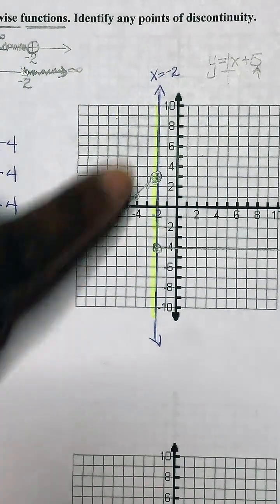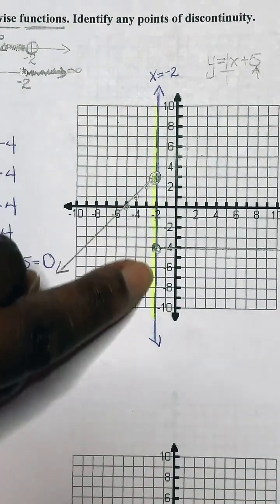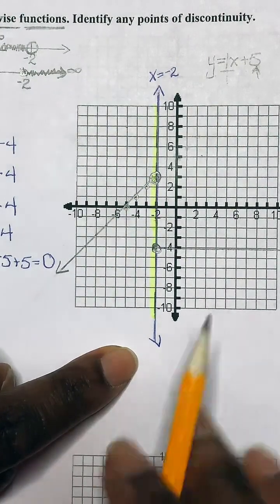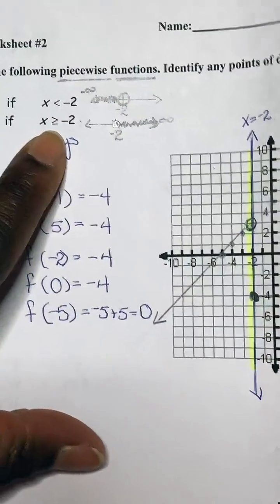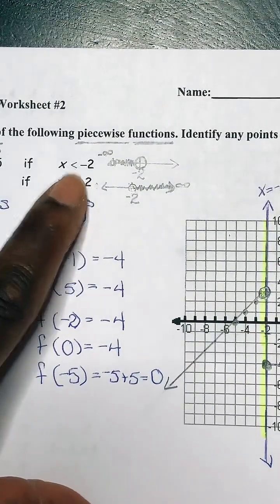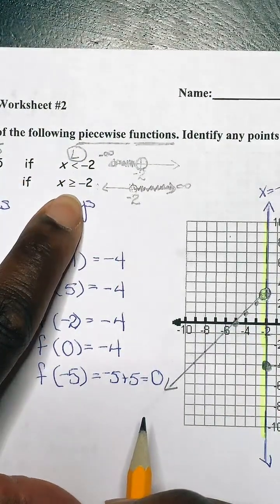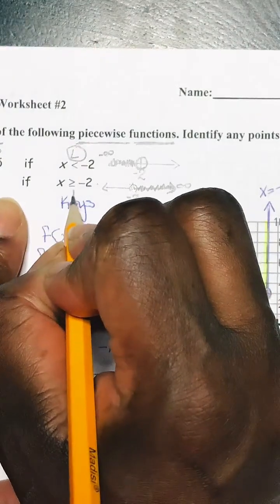So that -2 is like your boundary line. That's why I kind of like putting the boundary line, and then I look at my inequalities. If it's less than, that means I'm working the left side of the graph. If it's greater than, that means I'm working the right side of the graph.